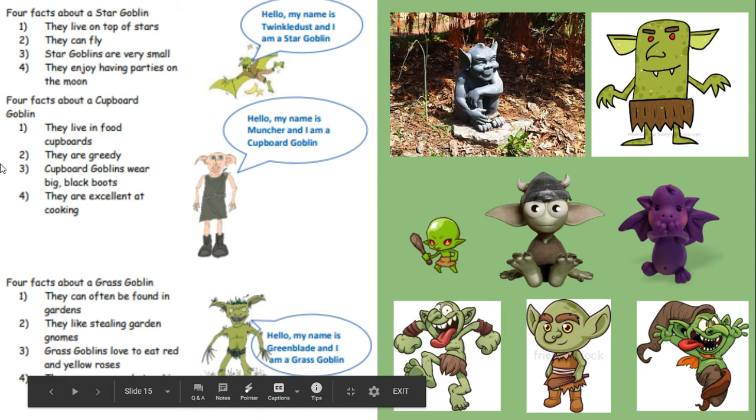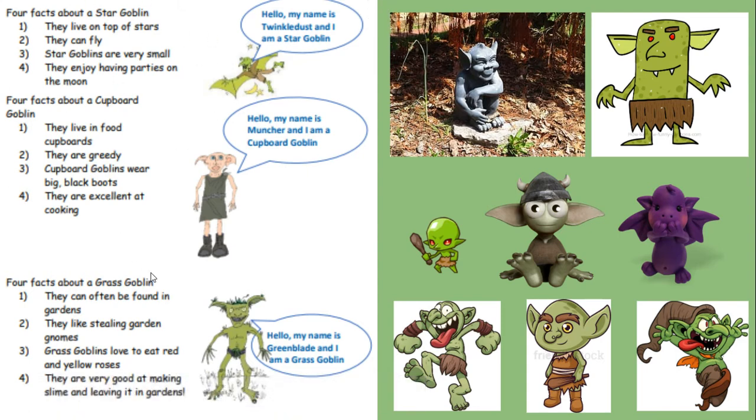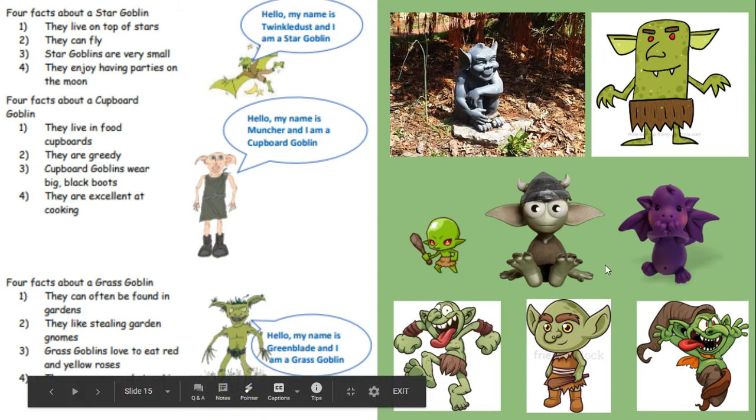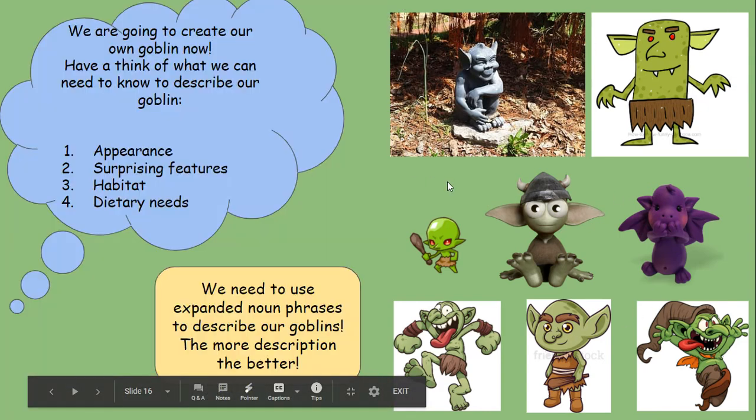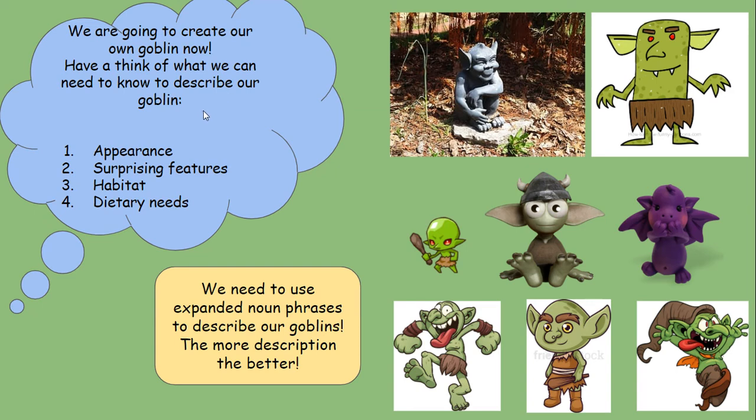So hopefully this has given you some idea of what kind of goblins we can create today, and these images will probably be helpful too. So have a think of what we need to know to describe our goblin. We need to think about what they look like. What surprising features do they have? Do they leave slime? Are they greedy? Where do they live? Do they live in the sky? Do they live in the clouds?